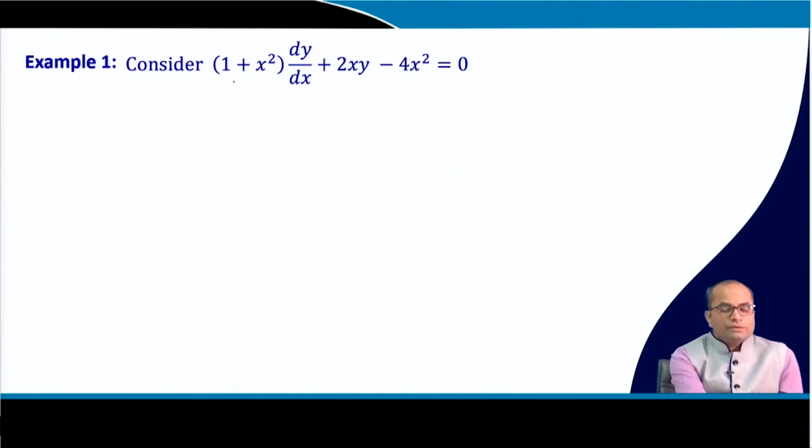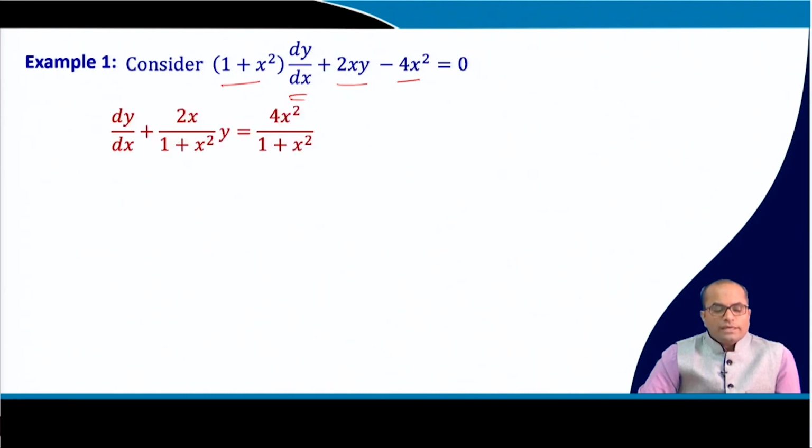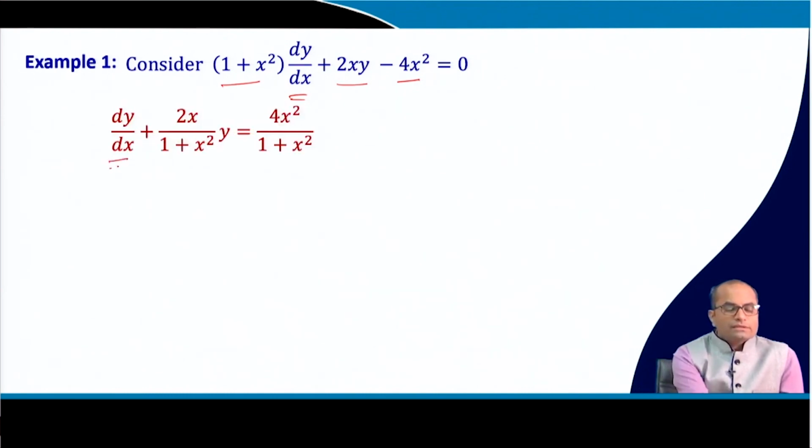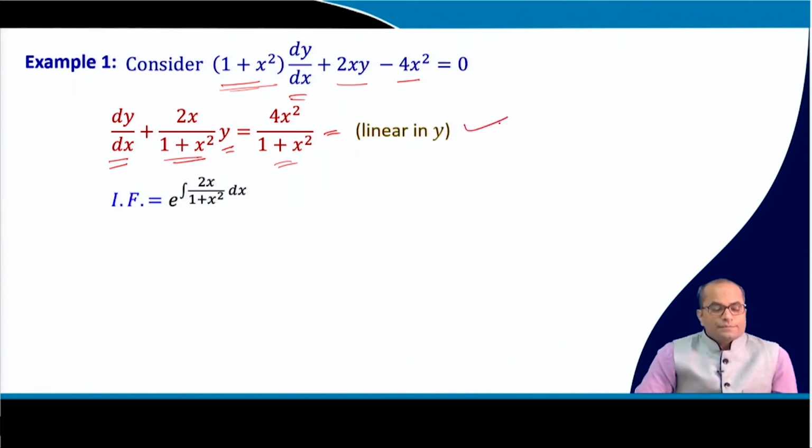So, here we have (1 plus x square) dy/dx plus 2xy equal to 4x square. This is clearly linear in y, and we can write it in the standard form. So, dy over dx, we divide by 1 plus x square, plus 2x over 1 plus x square times y is equal to 4x square divided by 1 plus x square, which is linear in y.